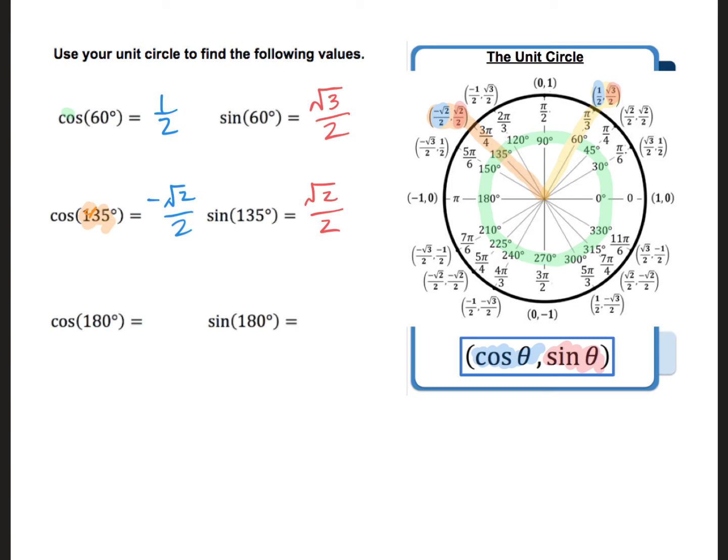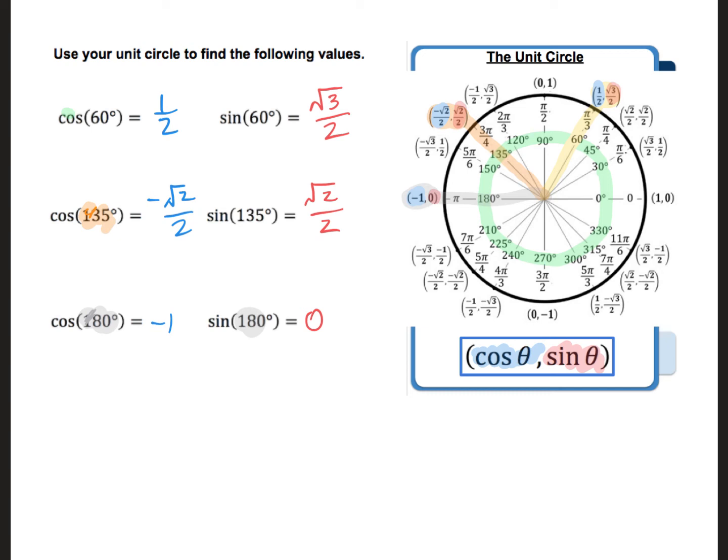And then the last thing we need to find are the cosine and sine of 180. Let's get you a new color here. I'm going to use this gray color to do 180. Again, I want to highlight. If we go straight across to 180, we're at negative 1, 0. Again, that first number is going to be my cosine value. So the cosine of 180 is negative 1. The second number is my sine. So the sine of 180. All right, and that is how you use your unit circle to find those values.